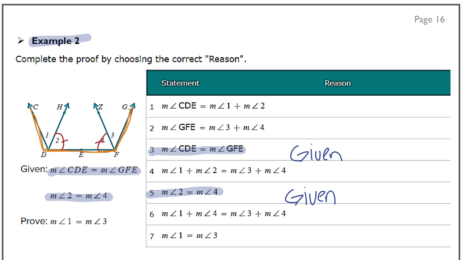So we're kind of walking through this proof process and just justifying each of these statements. So let's go through the first one. And I'm going to start by highlighting, again, the measure of angle CDE, which we've already done.